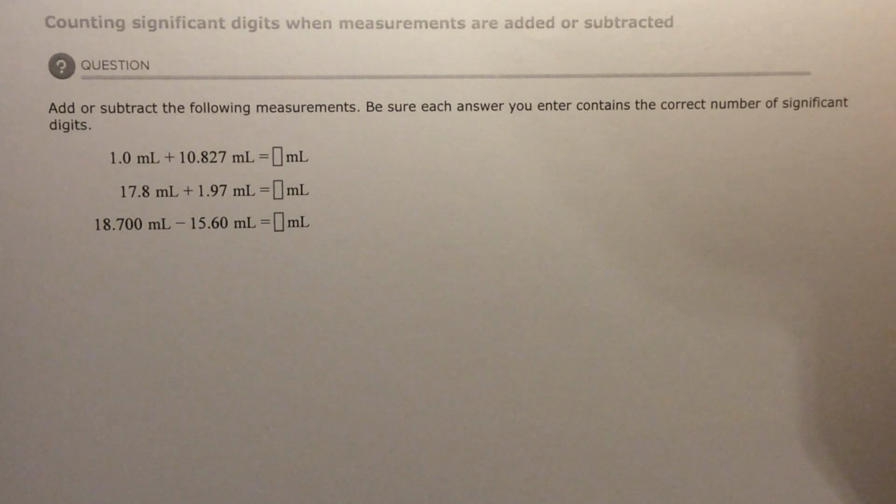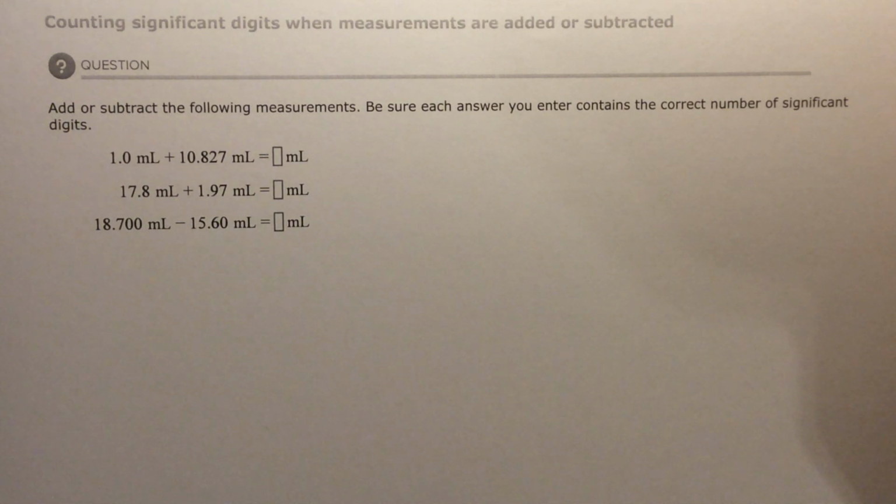So whenever you manipulate measurements, you can't be more precise than the least precise measurement. If you have one measurement that has two significant digits and one that has six, you can't simply use a calculator to make it seem like you are accurate to the ten millionth place. It doesn't work that way. You can only be as accurate as your least accurate measurement.